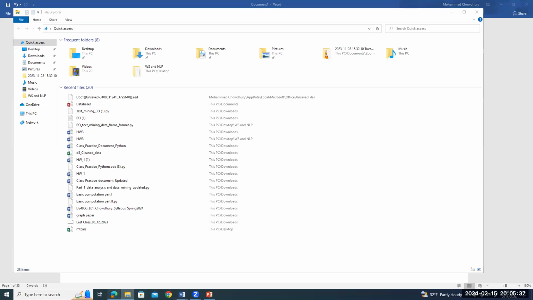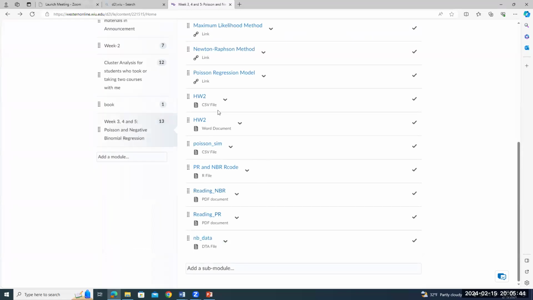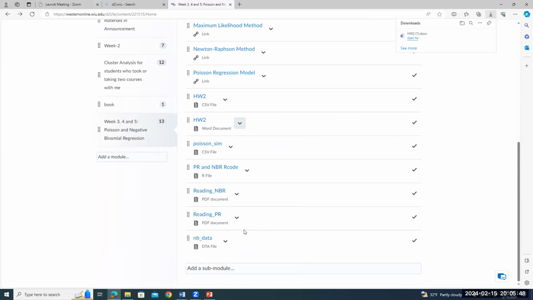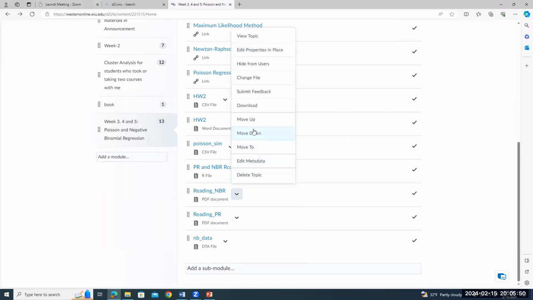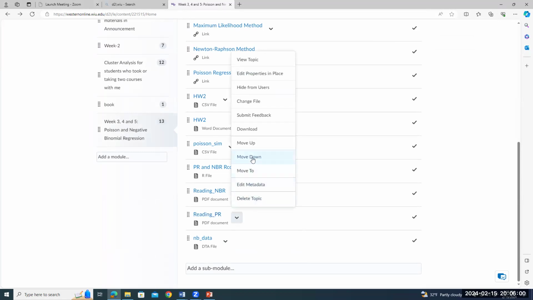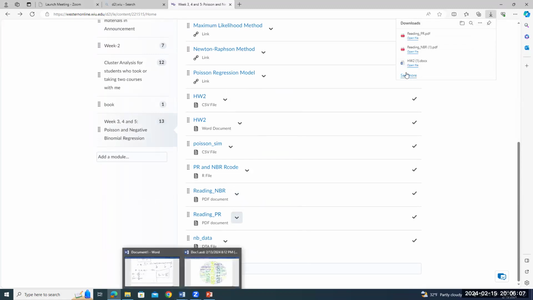Where should I go? I should go there. Okay, let me download all of this. Homework download, and then binomial, this one download, and then Poisson download. Okay, these 3 downloads are done. Let me open these things first.